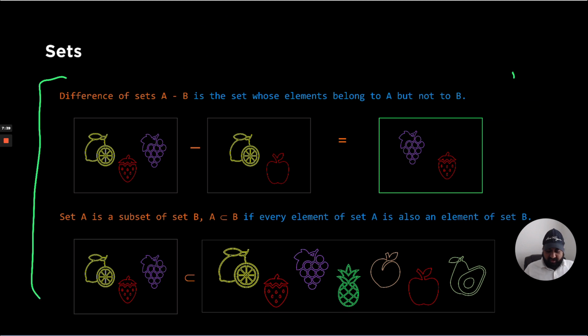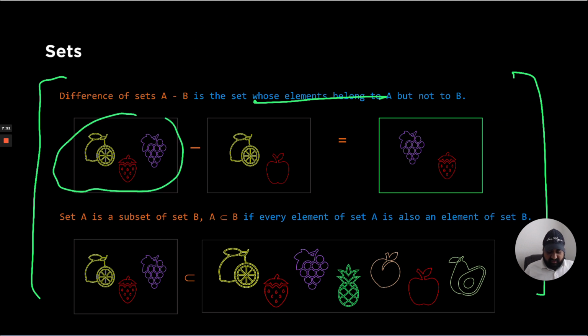The other operation that is commonly used is the difference of the sets, which is those elements that belong to A but not in B. In this case, we are concerned with all the elements in this set, and we see if each is in the other set. If lemon is in both sets, then it will not be in the final set. Strawberry is in this set but not in this one, so it will be in the final set. Grapes is in this one and not in this one, so it will be in the final set. We don't care about apple because we are doing the operation A minus B. If it was B minus A, then the result would probably be just apple. That's the gist of it: the set whose elements belong to A but not to B.